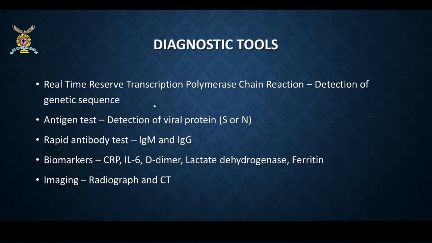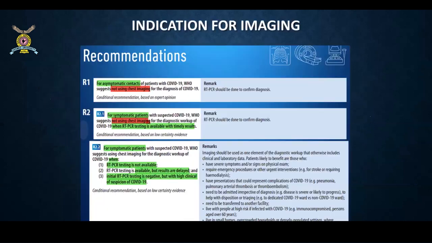The other tests which are used in making the diagnosis are the antigen test, that is detection of the viral protein S or N. Then the rapid antibody test for the detection of IgM and IgG antibodies. Then there are different biomarkers which help us to make the diagnosis, like C-reactive protein, interleukin-6, D-dimer, LDH, and ferritin. The imaging tests used in the diagnosis of these patients are radiograph and CT scan.